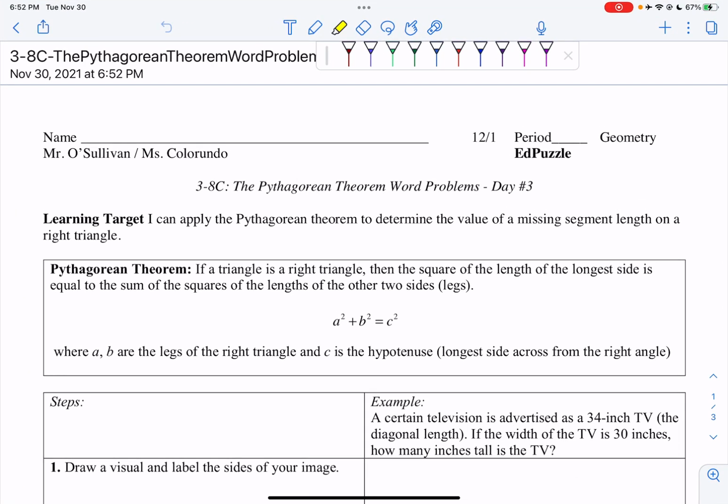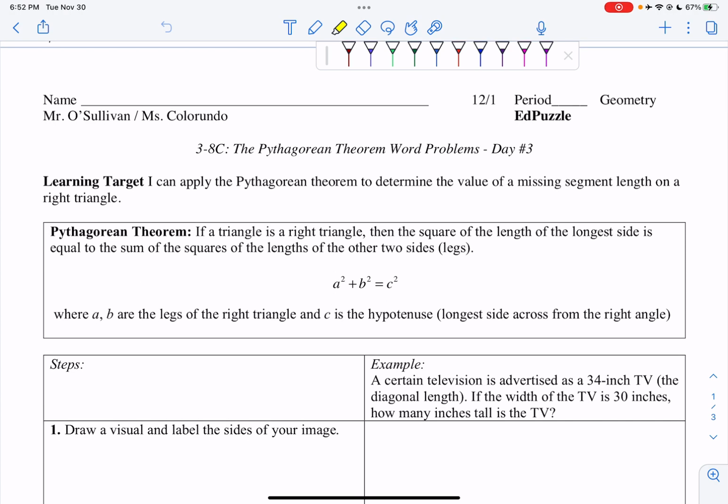Today you're going to be looking at Lesson 3-8C, the Pythagorean Theorem word problems. Just a reminder, tomorrow you have a quiz that you'll be able to work with partners on. Today's learning target is, I can apply the Pythagorean Theorem to determine the value of a missing segment length on a right triangle. So, just like yesterday, the Pythagorean Theorem is a theorem that you have to memorize.